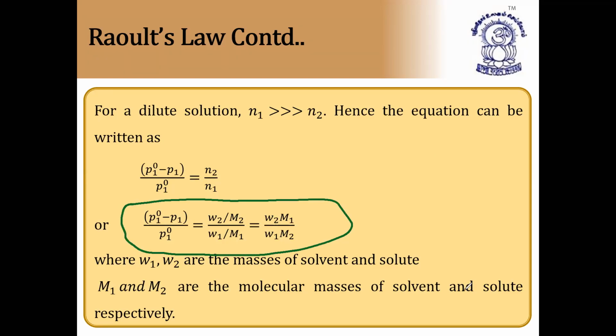So P1 naught is called the vapor pressure of the pure solution. P1 is called the vapor pressure of the solution after adding solute, and P1 naught is again called the vapor pressure of the pure solution. So by this, P1 naught minus P1 by P1 naught together is called RLVP, that is relative lowering of vapor pressure. Where W1 and W2 are called mass of solvent and solute respectively, and M1 and M2 are called molecular mass of solvent and solute respectively.